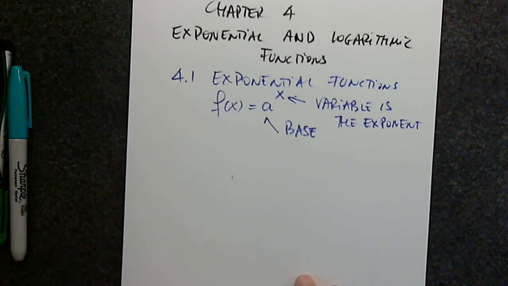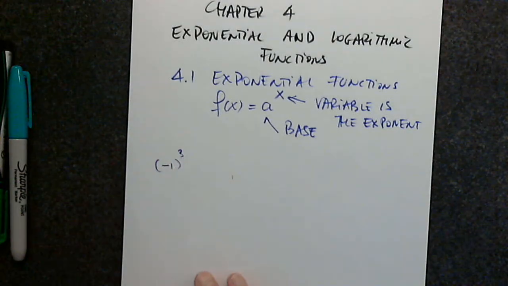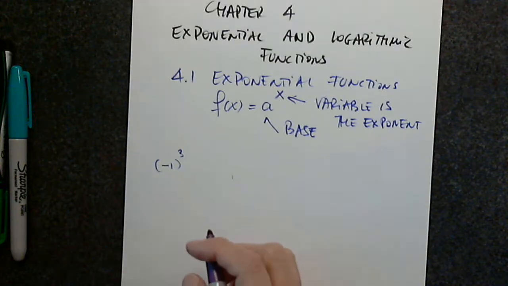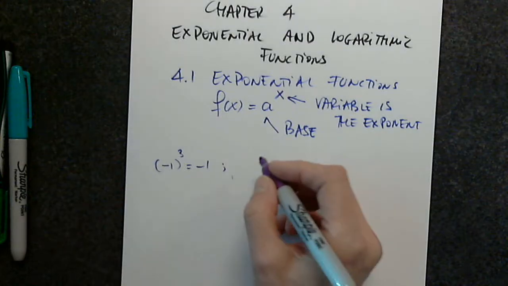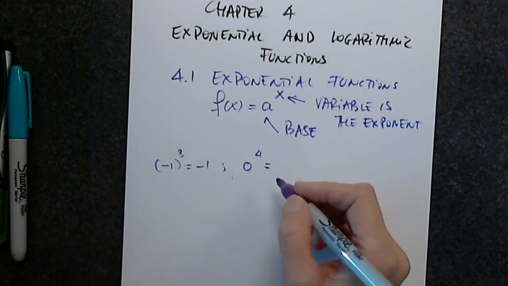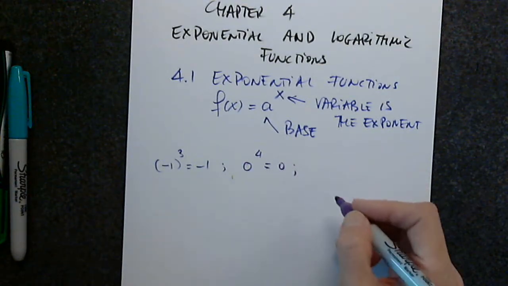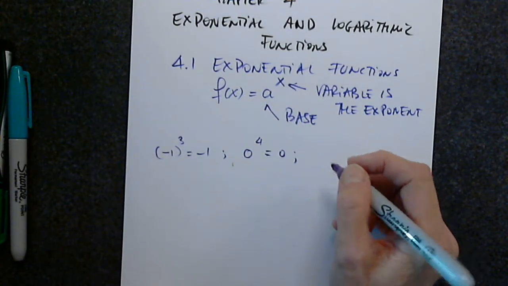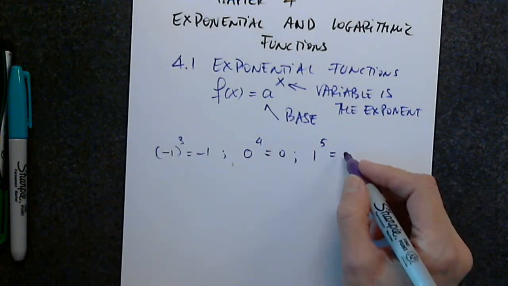Now here's a question before we continue and look at this function. Can I raise a -1 to the third power? Yes. -1 times -1 times -1 gives us -1. Can I raise 0 to the fourth power? 0 times 0 times 0 times 0 is 0. Can I raise 1 to the fifth power? Yes. What do I get?